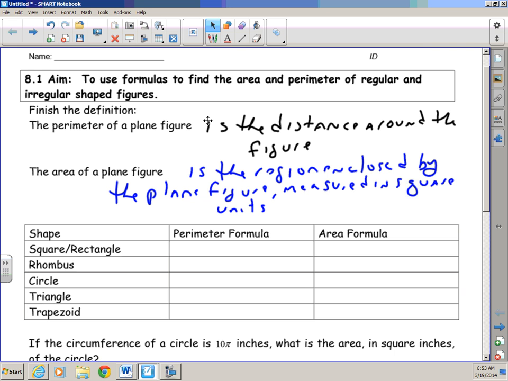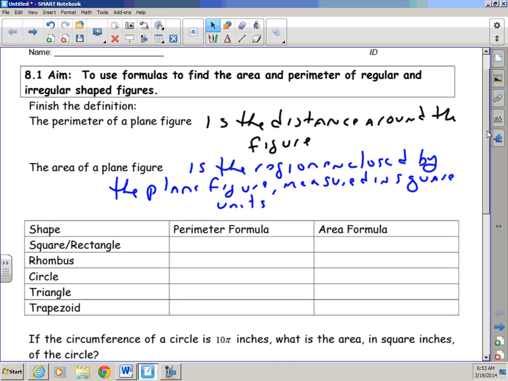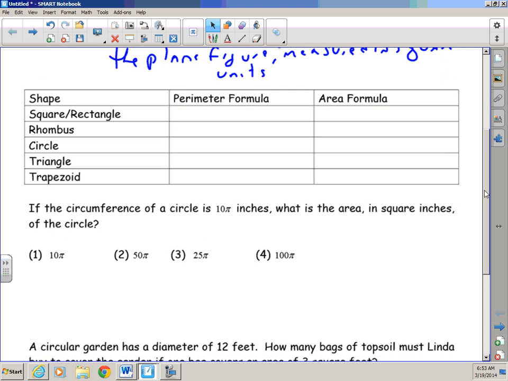Now, some of these have formulas. Some of them don't necessarily have particular formulas. So, a square or a rectangle, and remember, a square is a rectangle, is 2 times the length plus 2 times the width. Now, obviously, if it's a square, the length and the width are the same, so you're adding up all the sides, 4s. Area is length times width, or you'll also see it written as base times height.